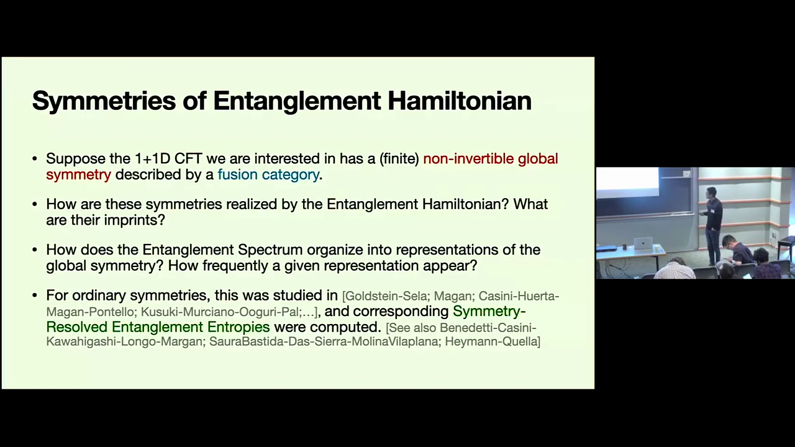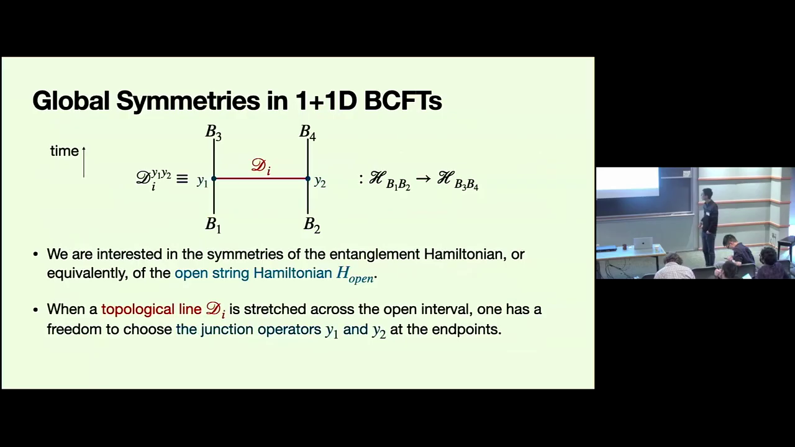For ordinary symmetries, many previous authors studied related questions using many different methods. One nice diagnostic to answer this kind of question is to consider the so-called symmetry resolved entanglement entropy, and I will come back to this later in the talk. So what is the goal now? We are interested in the symmetries of the entanglement Hamiltonian, or, due to this correspondence to boundary conformal field theory, we would like to understand the symmetry of the open string Hamiltonian.